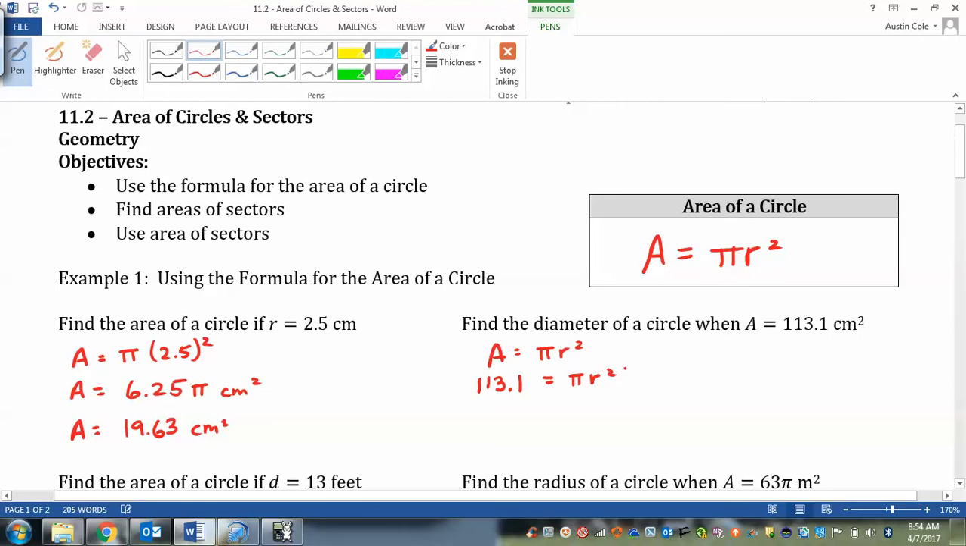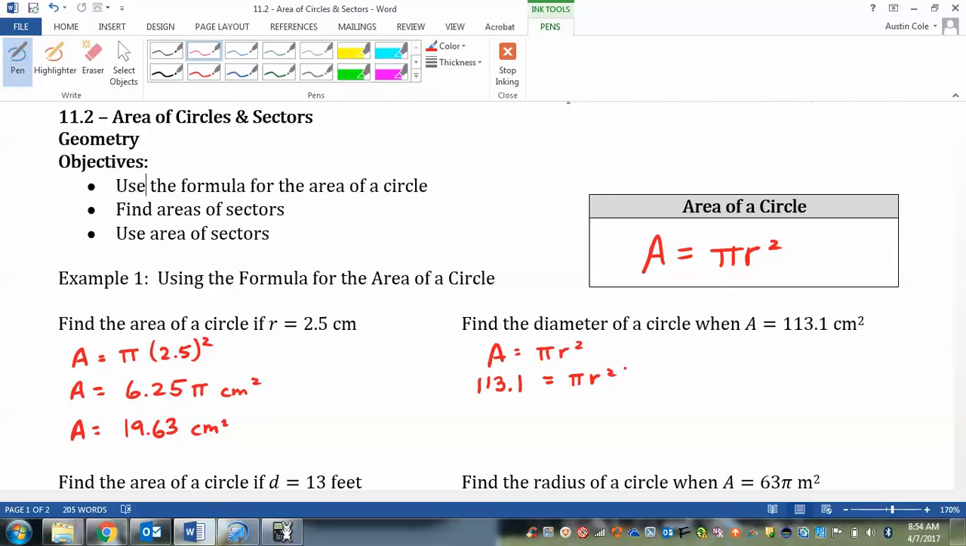Well, some people might say, well, Mr. Cole, we're trying to find the diameter here. I know that, but we don't have an equation for the area of a circle that uses diameter. So all we're going to have to do is find the radius and then double it in the end. So how am I going to solve for r here? Could you divide by pi? Yeah, we want to get rid of pi.